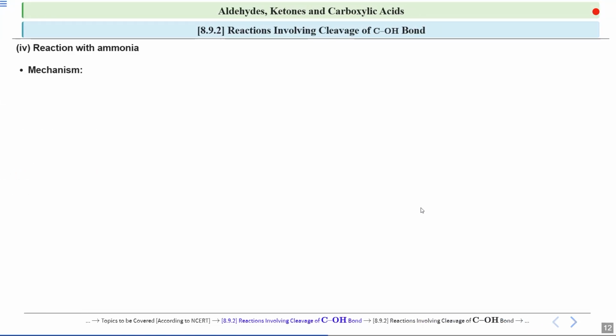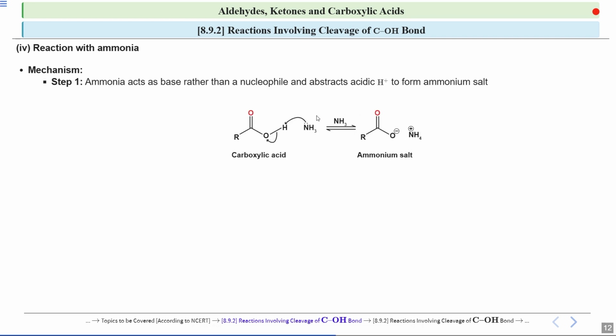So if we further continue, we will see the mechanism of this reaction. In step 1, you see that ammonia over here acts as a base rather than a nucleophile. Carboxylic acids have this acidic proton, so ammonia will abstract this acidic hydrogen, or H+ ion, from this compound, and it forms an ammonium salt. So this ammonia will act as a base. It will take up this acidic hydrogen and give you an ammonium salt.